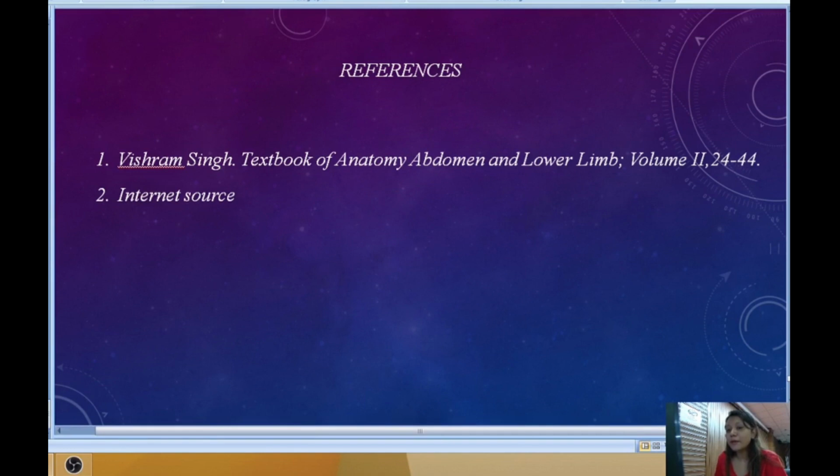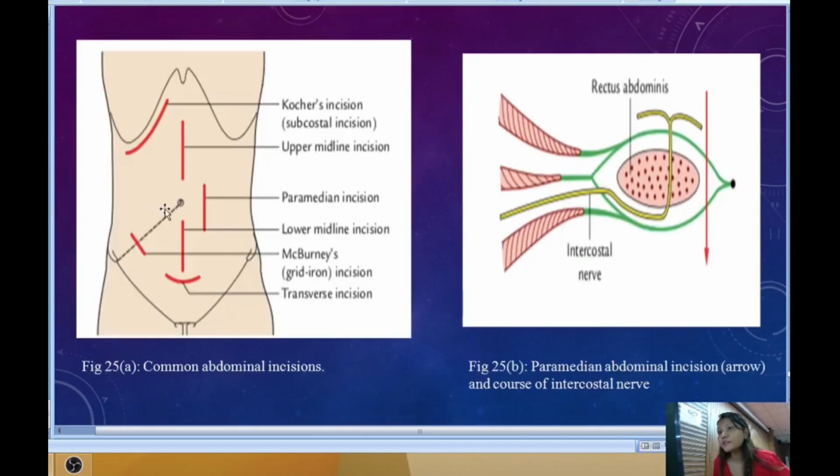McBurney's incision is given for which surgery? Right iliac fossa, what structure is present? Appendix. So, appendicectomy. Kocher's incision is given in which surgery? Gallbladder. Yes, gallbladder. McBurney's is for the appendix and Kocher's is for the gallbladder.